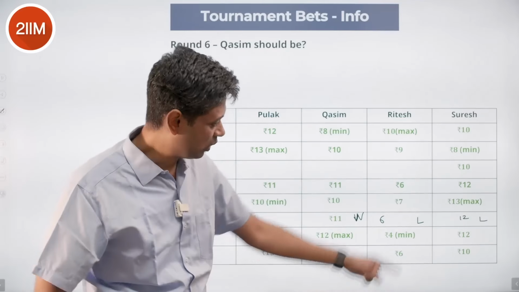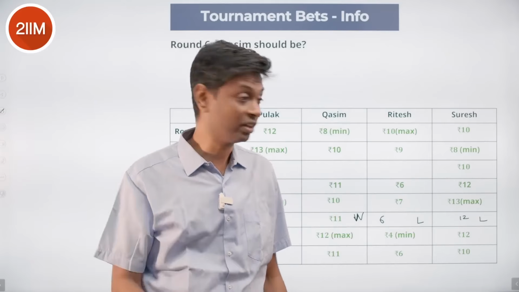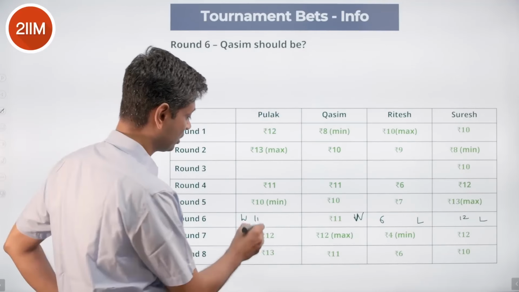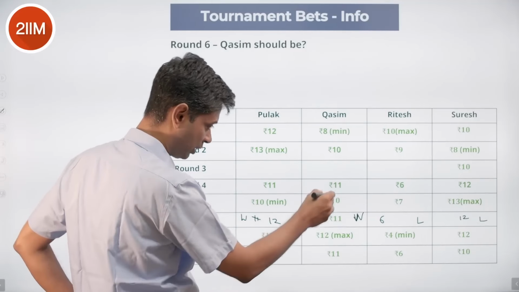That's not possible. If one number stays as it is, there's got to be one more number that stays as it is. That's not happening. So this is not possible. So this doesn't go to 11. This goes to 12. This is plus 2. This is plus 1.